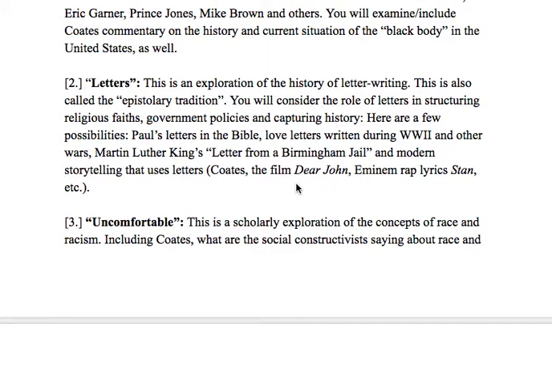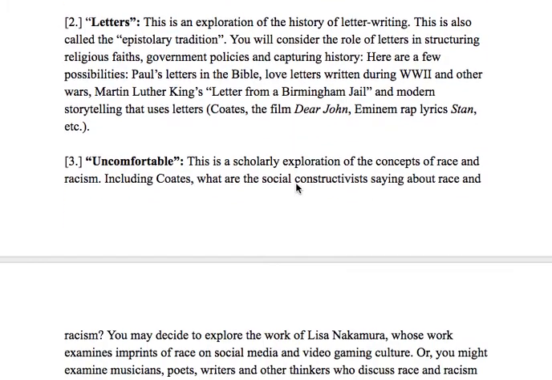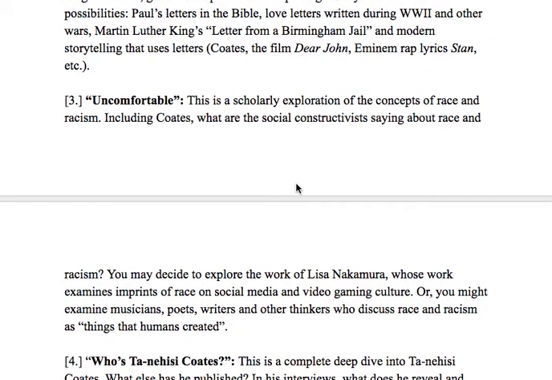Then there is modern storytelling that happens with the use of letters, which students have examined. The film Dear John. They've even examined the rap lyrics of Eminem. The song "Stan" is a letter, and of course Coates' book, the letter to his son. If you're interested in number 2, that's the letter.